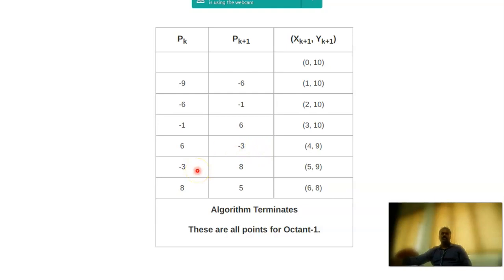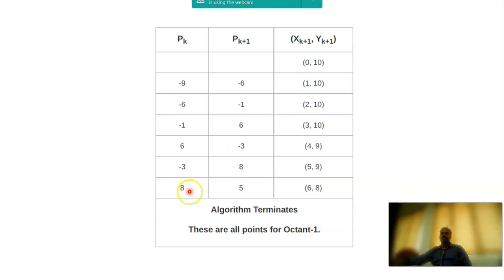So if we got a negative value, we have to stay back in the same position, that is yk. Yk is 9 in the previous iteration. So now we have to use the same yk value, but x keeps on increasing, 5 comma 9. And as per the formula, minus 3 plus 2 xk plus 1 plus 1, so we got 8 here, the pk plus 1 value.